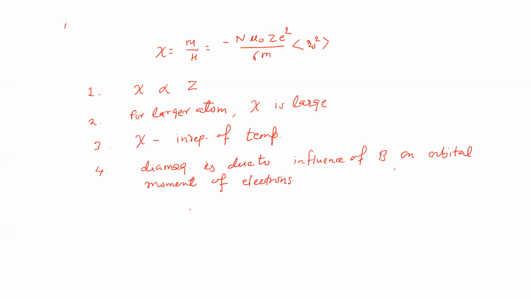We can give some examples: antimony, bismuth, gold, mercury, and copper are some of the examples of diamagnetic materials. You will observe that the susceptibility of diamagnetic materials is of the order of 10 raised to minus 6. So in this way we can study the Langevin theory of diamagnetic materials. What the orbital phenomenon responsible for diamagnetic susceptibility is can be understood in this video.